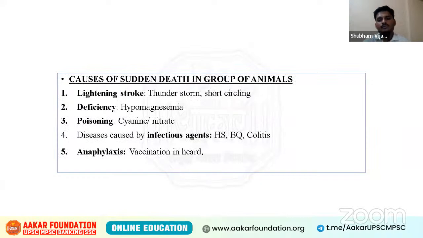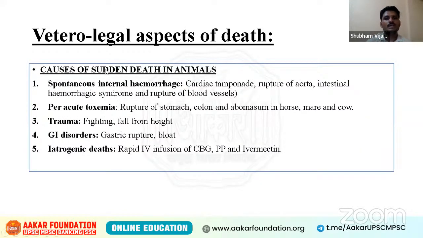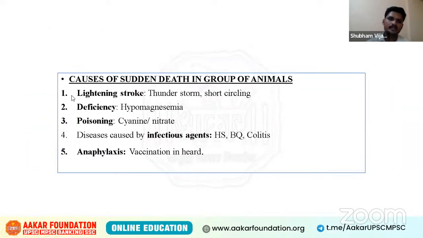Now, here we have taken causes of sudden death of animals. And here we'll take causes of sudden death in a group of animals, meaning more than one animal. They may die by lightning stroke in thunderstorm, short circuit, natural calamities. Then hypomagnesemia: chronic use of the same feed over a long period to all the animals in a particular herd will result in hypomagnesemia one day, and that will cause the death of many animals in the herd.